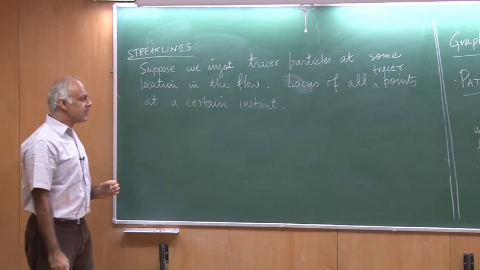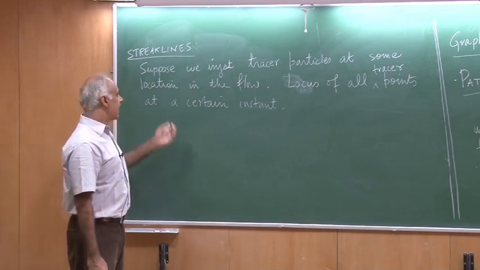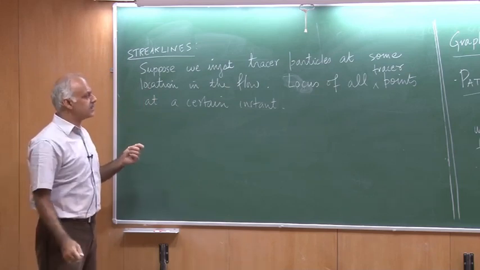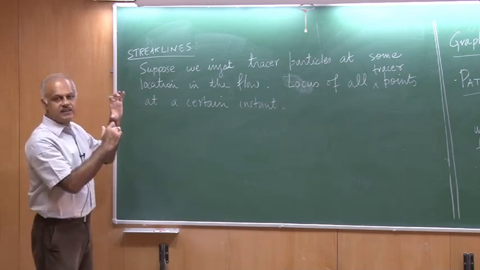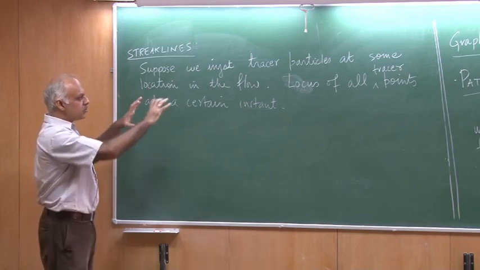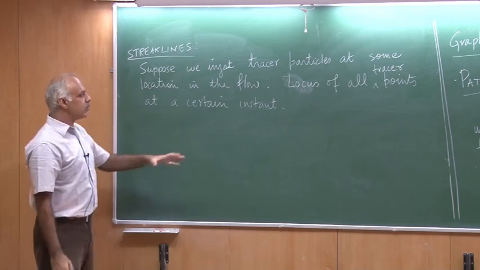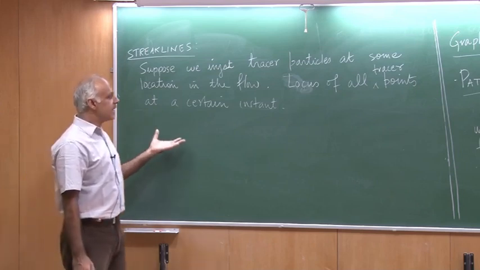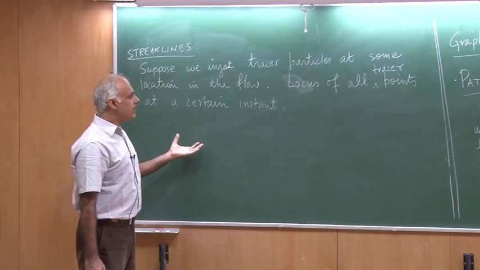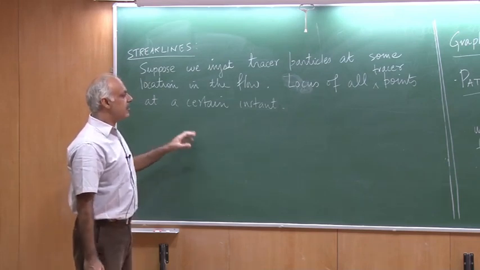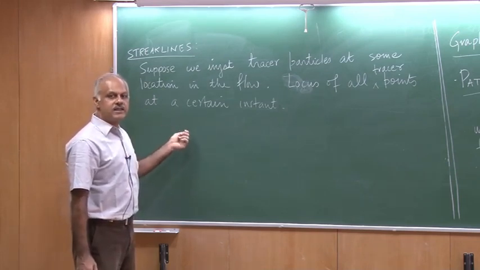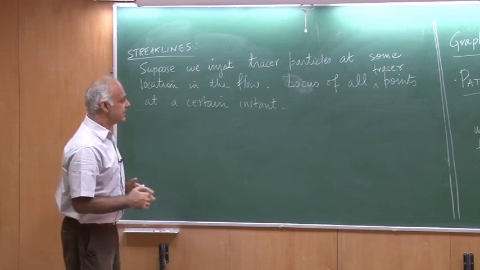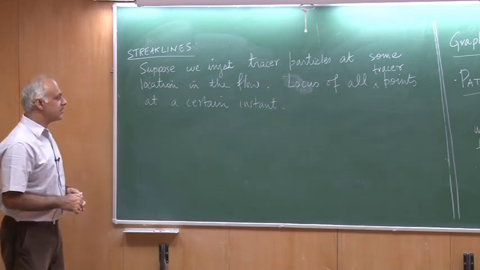Okay. So essentially what we are saying is that either I could be injecting tracer particles and they go to different locations in the flow. I take a picture and wherever those particles are at that point, the locus of all those points would give me a streak line. That is one way of looking at it. The other way is that all the particles that have passed through a certain location in the flow, okay, their present location, the locus of that would give me a streak line.